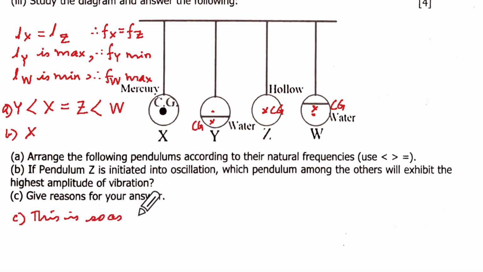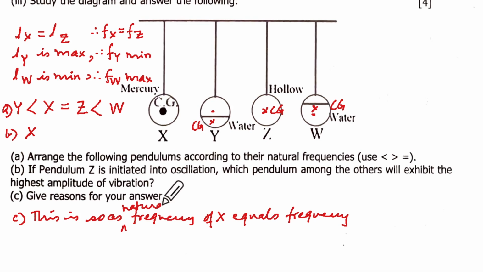And the C will be, so as the natural frequency of X equals the natural frequency of Z, as they have the same effective length.